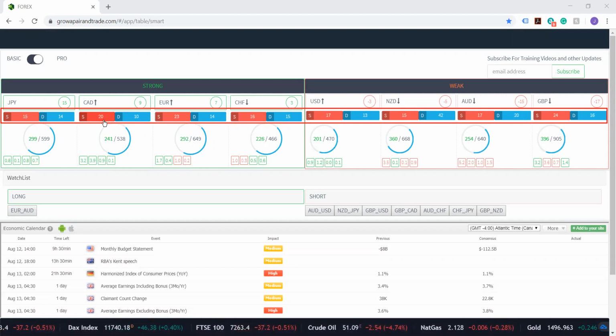You see how the 15 and the 14? That means the price is trapped. But if you look over here across, you see how the 10 and the 20 are more imbalanced than, say, the 16 and the 15 on the Swiss. The Swiss is also stuck, okay? But it also has a lower score on the strength.